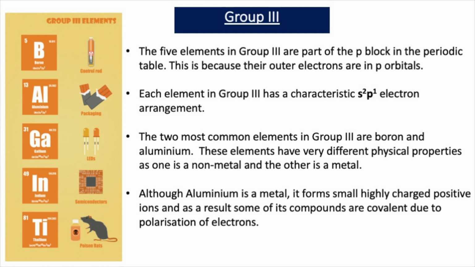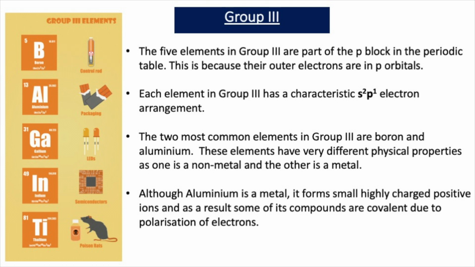Now, the 5 elements in Group 3 are boron, aluminium, gallium, indium and thallium. And these 5 elements are part of the p block in the periodic table, and this is because their outer electrons are in a p orbital. Now, each element in Group 3 has a characteristic s2p1 electron arrangement.